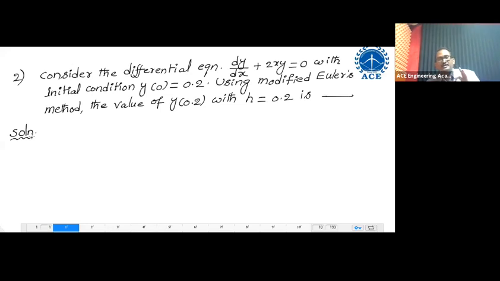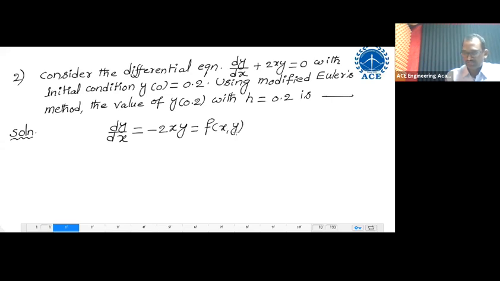Remember, all modified Euler's method problems can also be solved using second order Runge-Kutta method and vice versa. Both will give you the same answer. This problem, you can solve using modified Euler's method or second order Runge-Kutta method, your choice. Plus 2xy, if it goes to the right side, becomes minus 2xy.